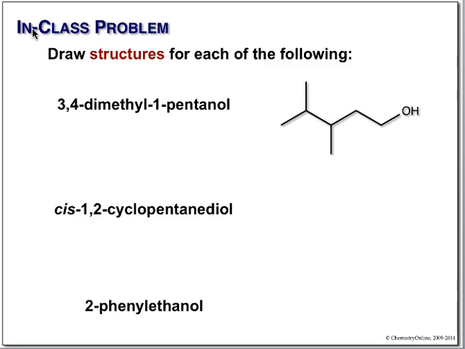Our next one is a cyclopentane. So our parent is cyclopentane. We have hydroxyl groups on carbons 1 and 2, and they are cis. All you have to do is draw your cyclopentane. You need to show stereochemistry of some sort so that the hydroxyl groups look like they're cis, and that will do.